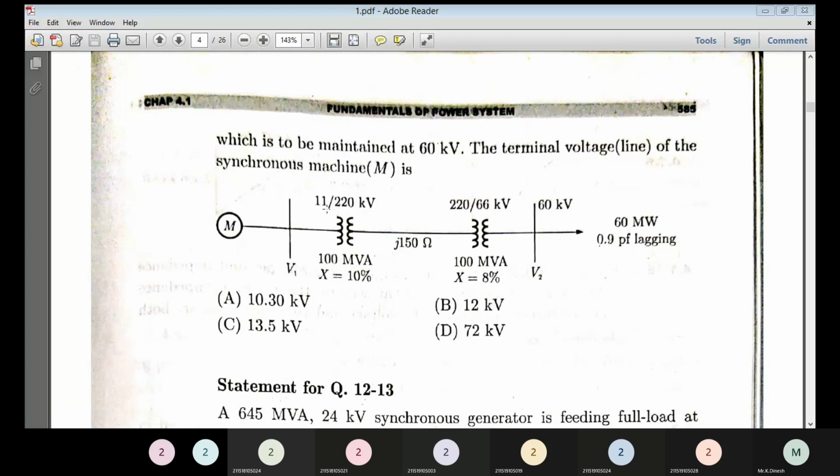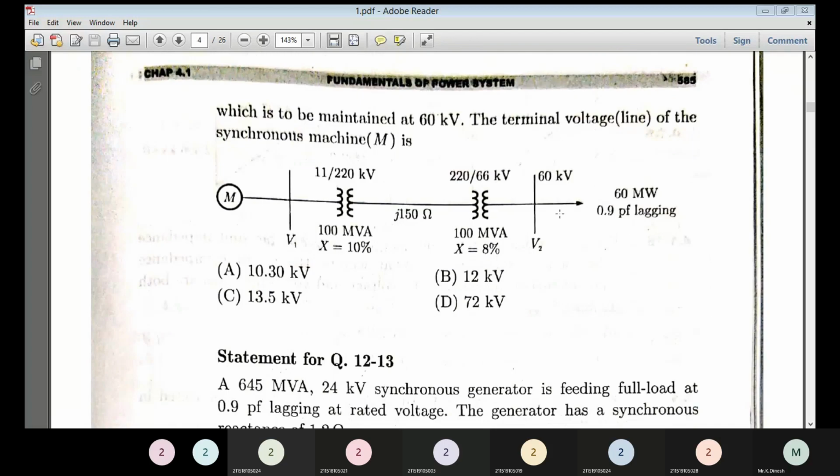On the left-hand side is a step-up transformer, 11 kV to 220 kV. The MVA is 100, the reactance is 10%, and the transmission line reactance is j151. On the right-hand side you have a step-down transformer, 220 kV to 66 kV, connected to your 60 kV line. The load is tapping 60 megawatt at 0.9 power factor lagging.